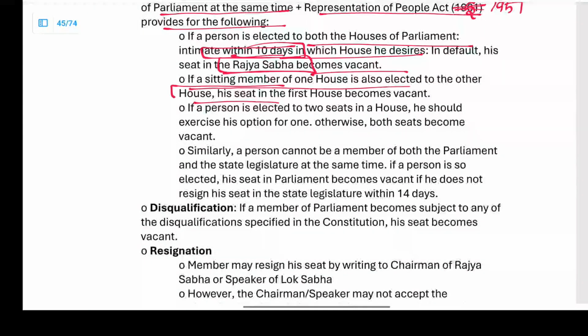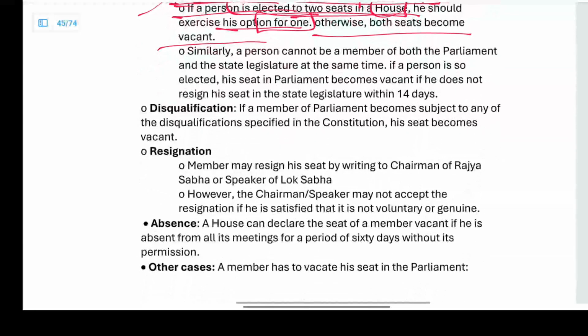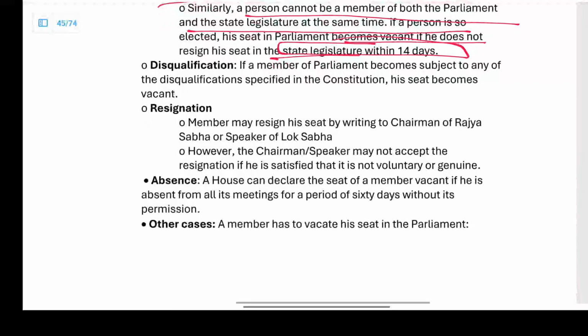If a sitting member of a house is elected to another house, his seat in the first house becomes vacant. If a person is elected to 2 seats in the same house, he should select one, otherwise both seats become vacant. Similarly, a person cannot be a member of both Parliament and the state legislature at the same time. If a person does not vacate, his seat in the state legislature will be vacated within 14 days.